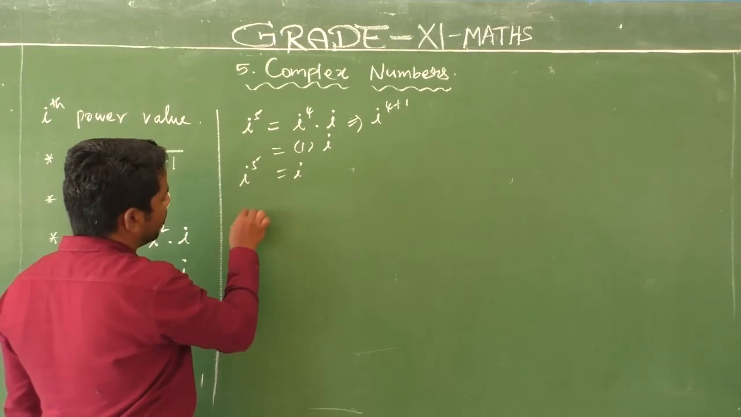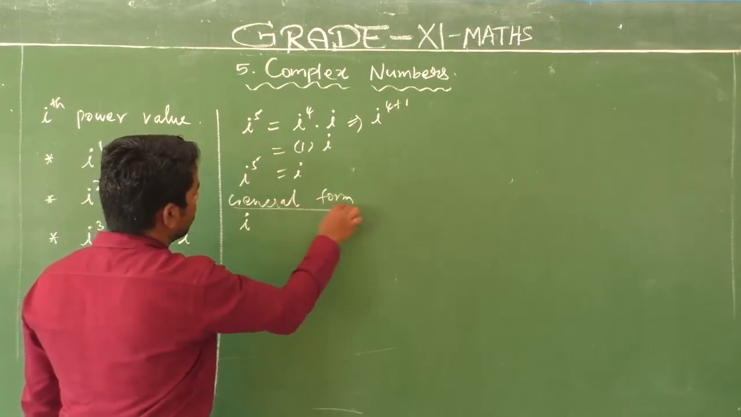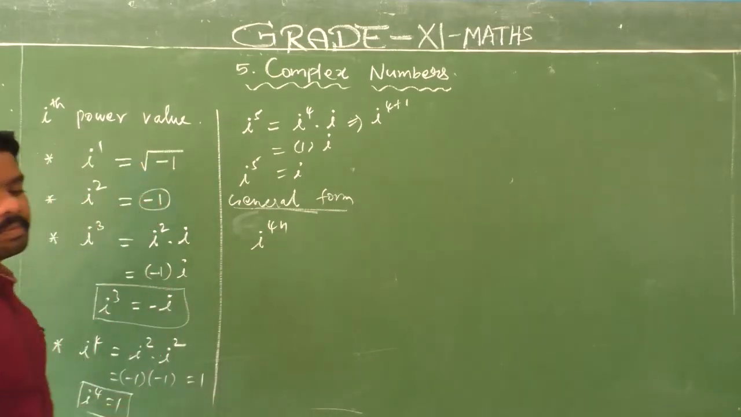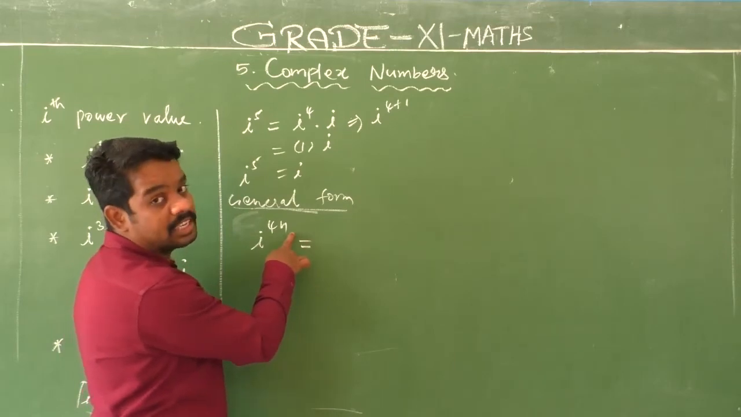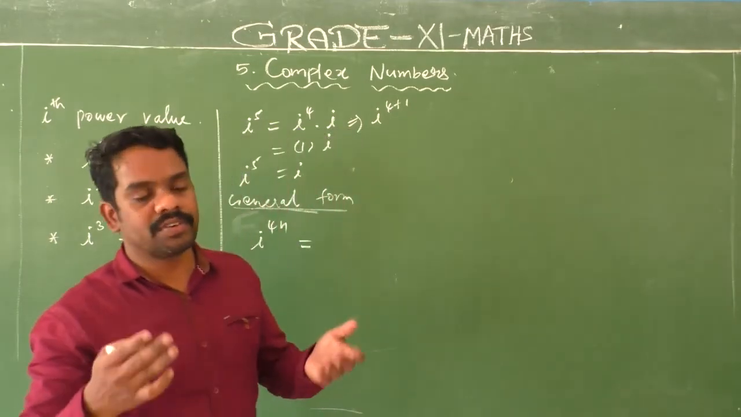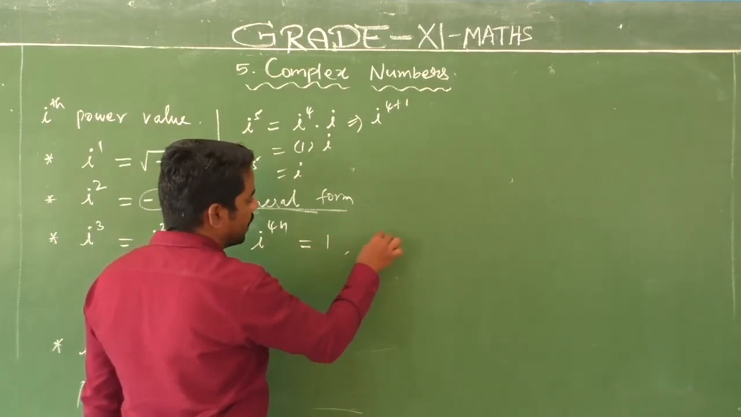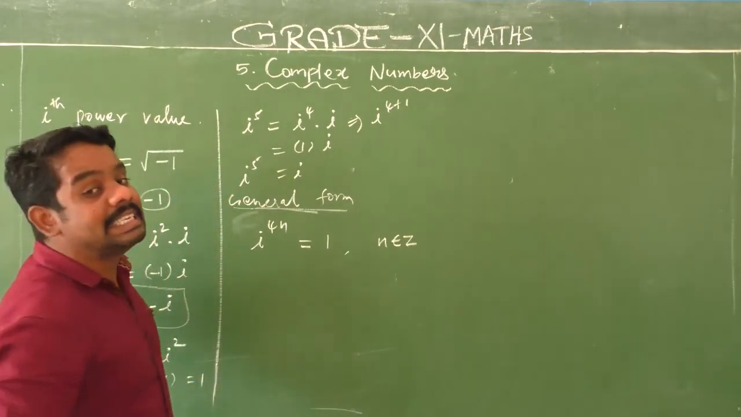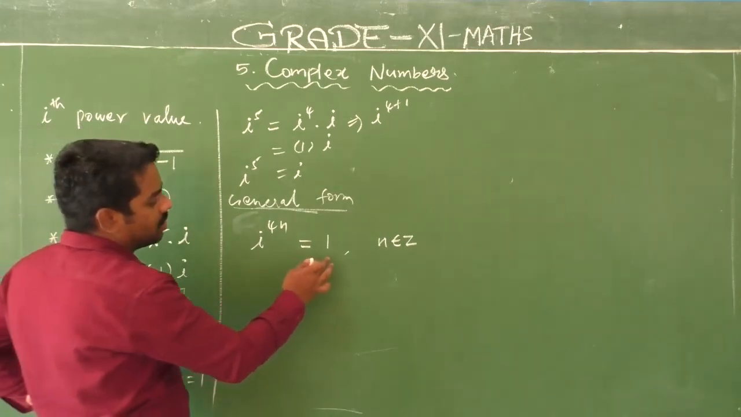Okay. And i power any greater value of 4, that is the general form. i power 4n, that is a multiple of 4, that is 4, 8, 12, 16, 20, 24 and so on. Here i power 4n is equal to 1. Here n belongs to Z, which means n is an integer. Okay? Right. i power 4n is equal to 1.